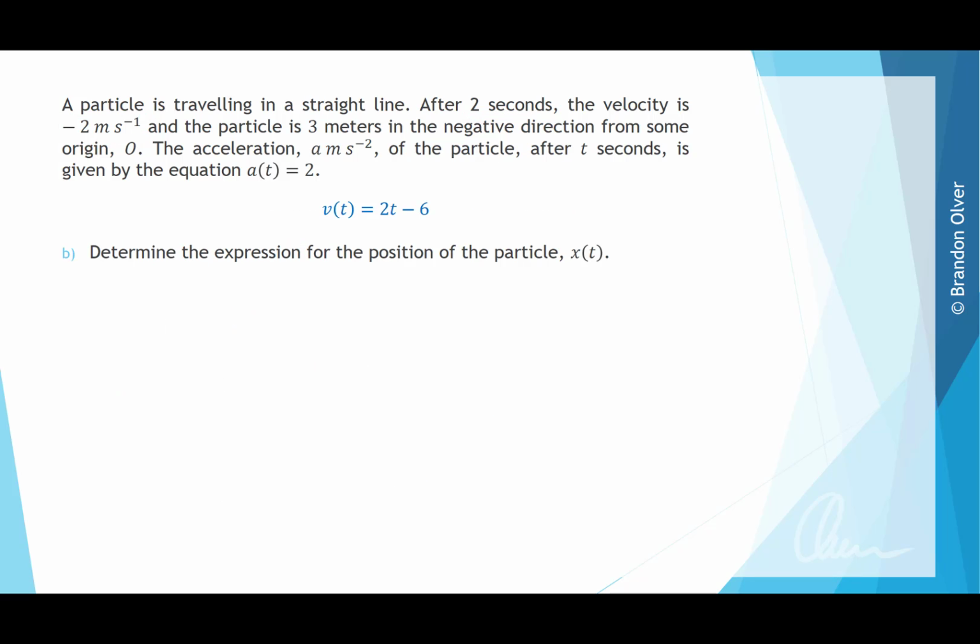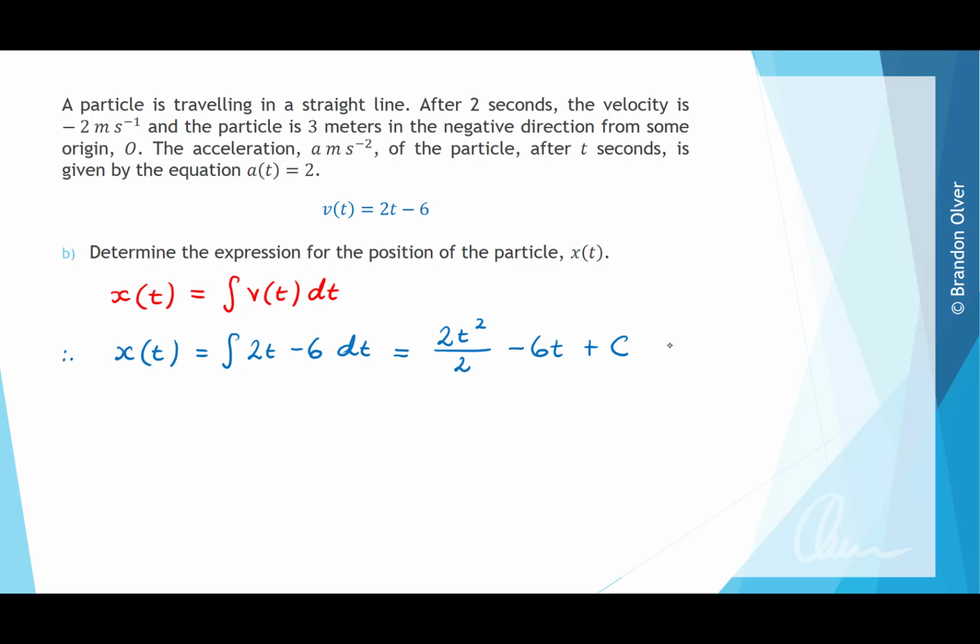For part B, we're asked to determine the expression for the position of the particle x of t. And we need to remember that x of t, the position of the particle, is equal to the antiderivative of the velocity rule, with respect to t. Therefore, our position is x of t is equal to the integral of 2t minus 6 dt, and when we antidifferentiate that, we get 2t, and we add 1 to the power and divide by the new power, minus 6, and because that's a constant, we introduce the variable t, and then once again we get plus c, where c is an element of the real number set.